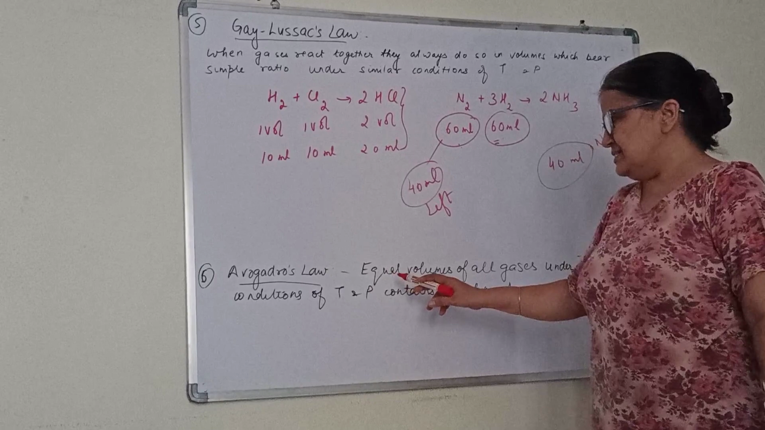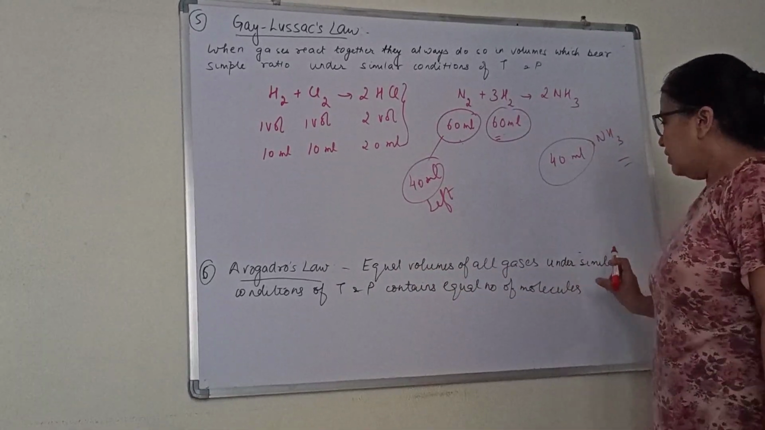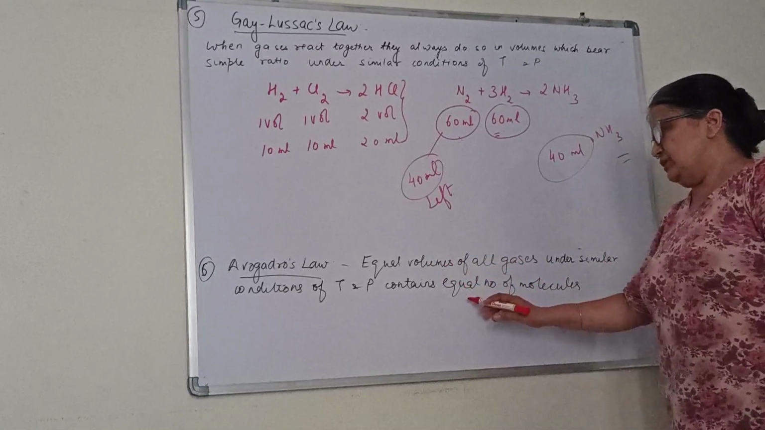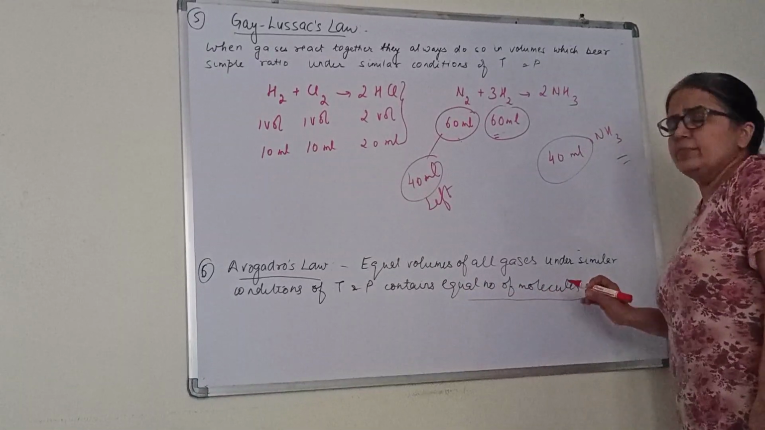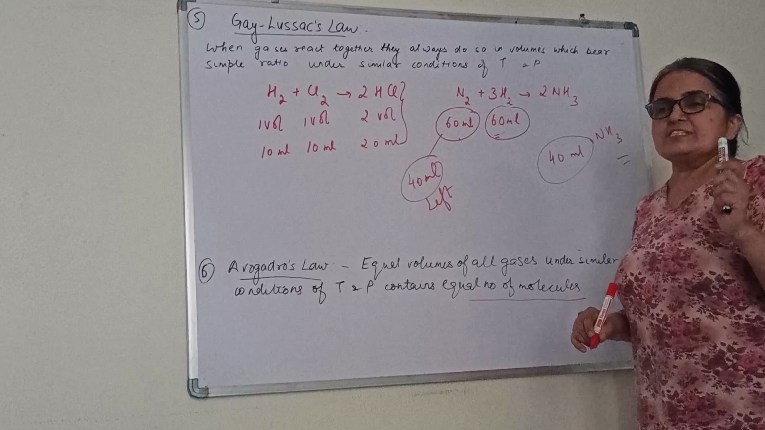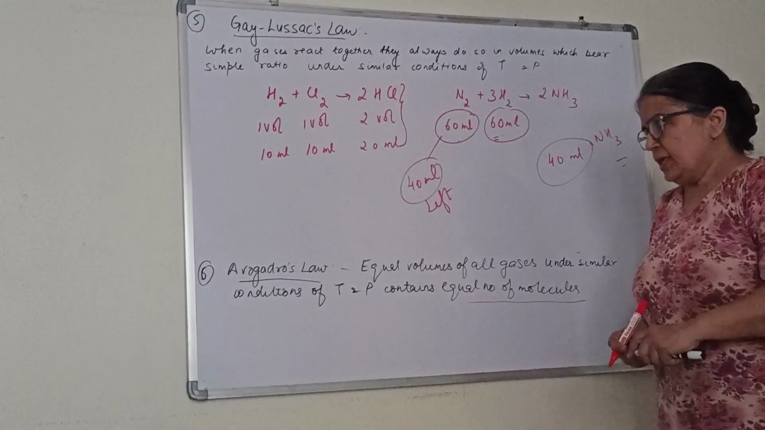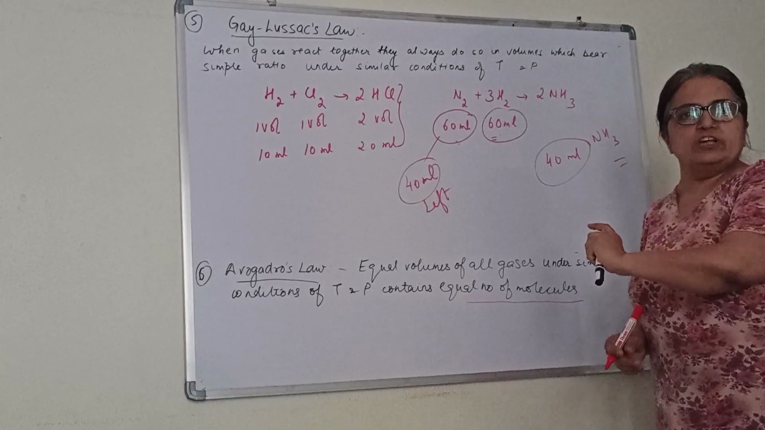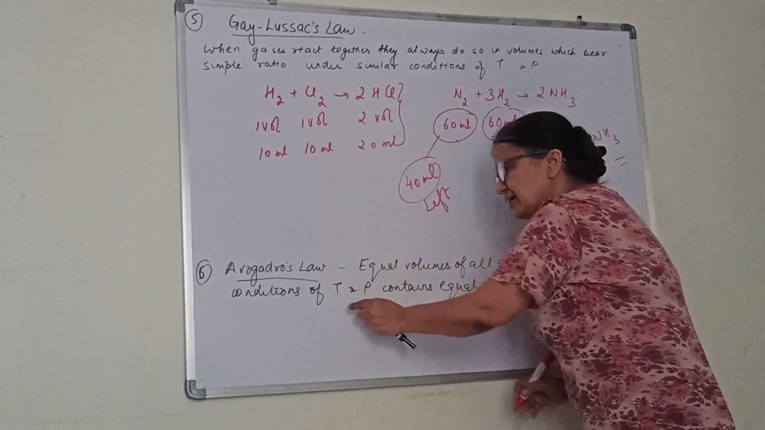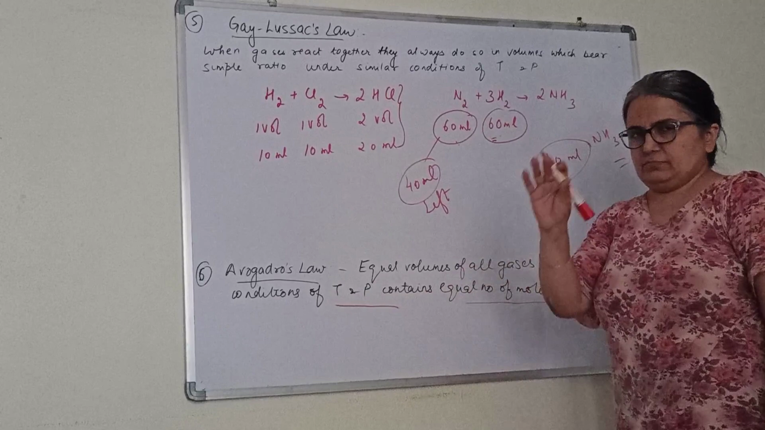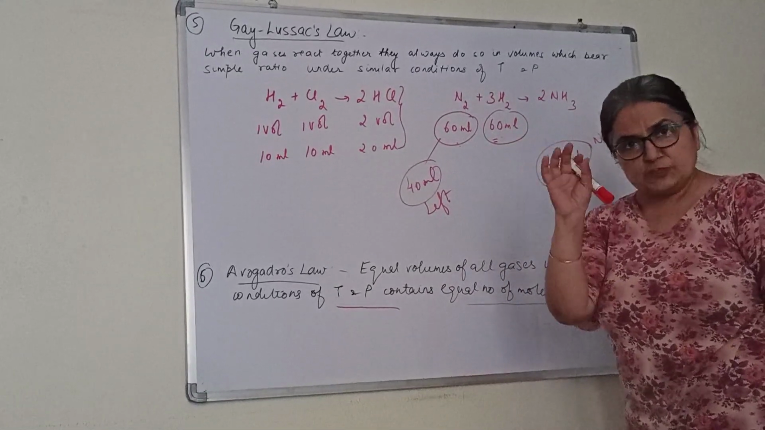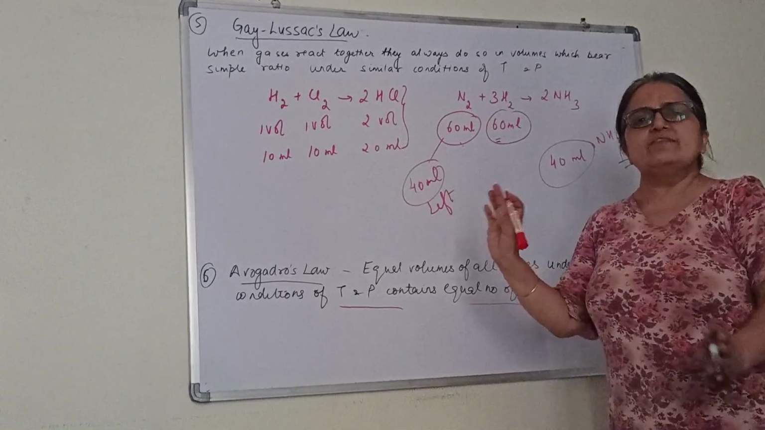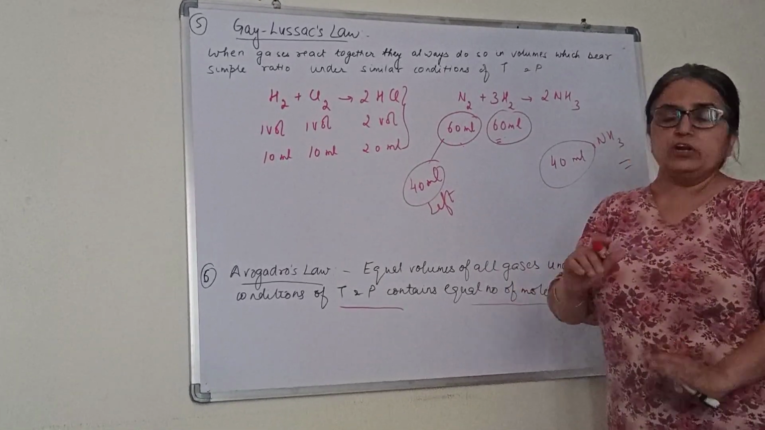Avogadro's law states that equal volumes of all gases under similar conditions of temperature and pressure contain equal number of molecules. This again we have discussed partly in mole concept, but now it is there. We were saying at STP it is 22.4 liters. Now we are saying at constant temperature and pressure. If the temperature and pressure are fixed, then we are comparing equal volumes of different gases. They will contain an equal number of molecules.